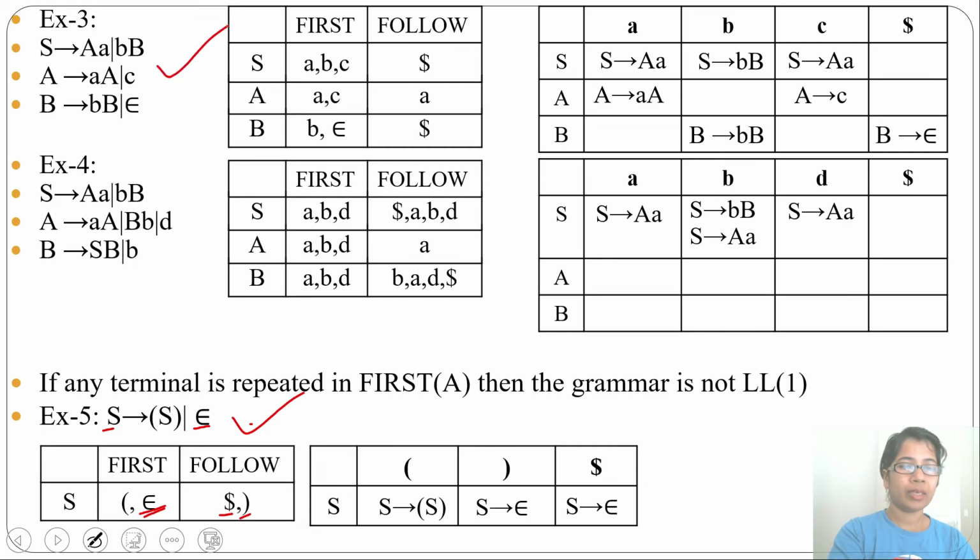This is LL1, this is not LL1, as there is multiple entry. Just remember this as a shortcut trick. If any terminal is repeated in first of A, then the grammar is not LL1. Here in first of S, terminal B is repeated, so that's why this grammar is not LL1.